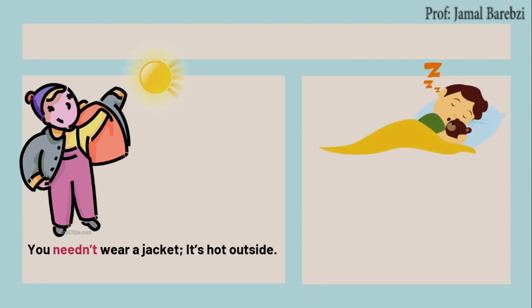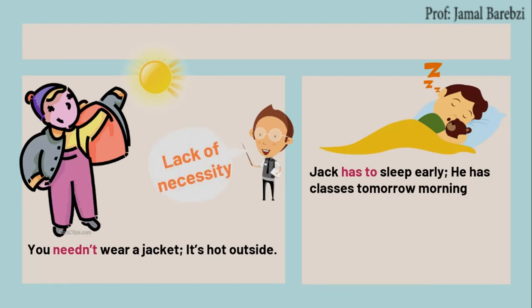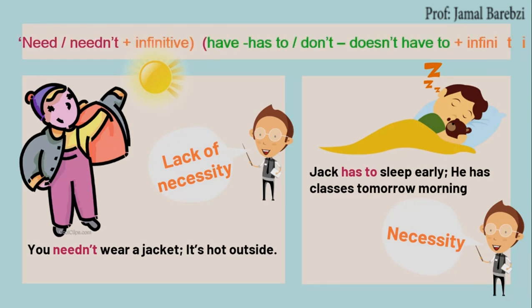In the second picture, Jack has to sleep early, he has classes tomorrow morning. Here it's necessary for Jack to go to bed early. So, needn't in the first example expresses lack of necessity. It means that it's not necessary to do something. But, in the second example, the modal, have to, expresses necessity. These modals are followed by the infinitive form of the verb.